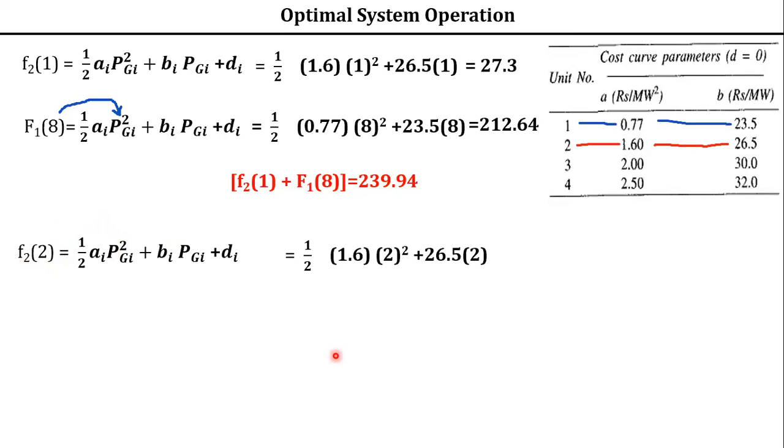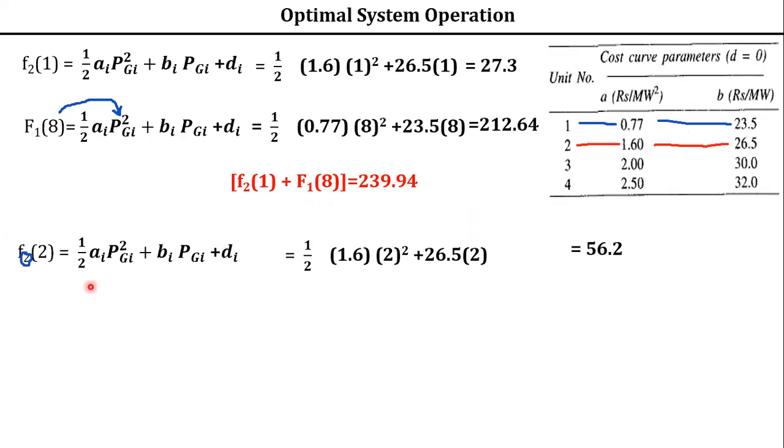I'll show you. So this one is your second unit. So you have to take the second unit values. Okay, so this is equal to 56.2 rupees per hour. I have not mentioned the unit; please, you have to mention the unit there. Rupees per hour, 56.2.